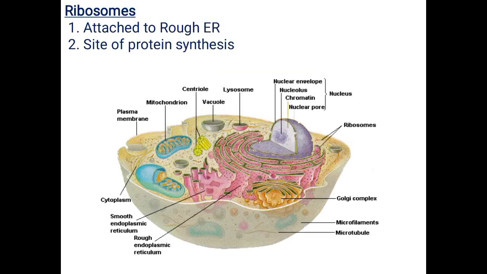Then ribosomes. Ribosomes are also one of the important cell organelles in both prokaryotic as well as eukaryotic cells. In eukaryotic cells, they are mainly attached to the endoplasmic reticulum, but in prokaryotic cells, they are freely suspended in the cytoplasm. And these ribosomes are the main site of protein synthesis, where the polypeptide chain is formed.